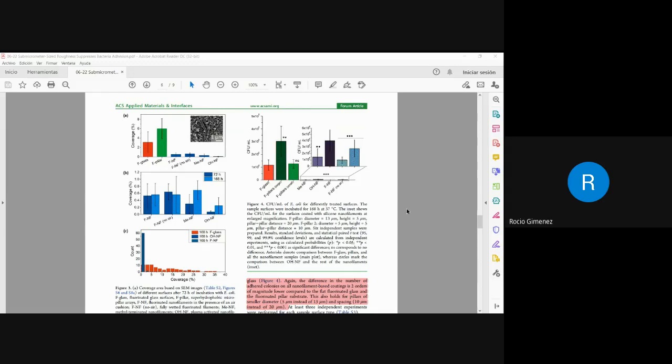They also quantified bacterial adhesion using the plate count agar protocol, and the largest number of adhered colonies was found on the fluorinated pillars, followed by the flat glass. And again, the number of adhered colonies on all the nanofilament-based coatings is 2 orders of magnitude lower compared to the flat glass and the pillars. This also holds true for pillars with smaller diameter and spacing.